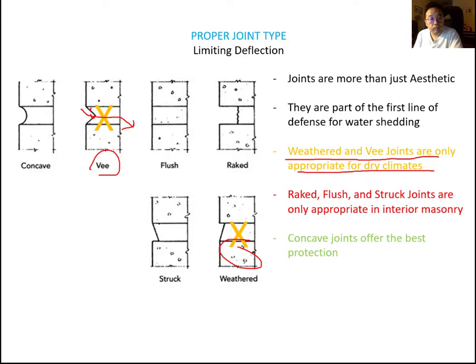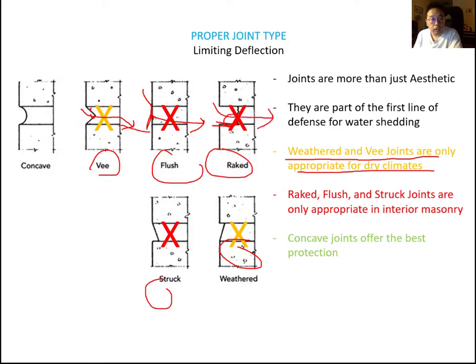Next one, the raked, the flush and the struck joints. They are only appropriate for interior masonry because you see here, this is a flat surface. It means water tends to stay in here and then come into the space. And also here, this is a flat surface. The water is coming in. Same here, when you have this flat surface, water tends to stay and come into the space.